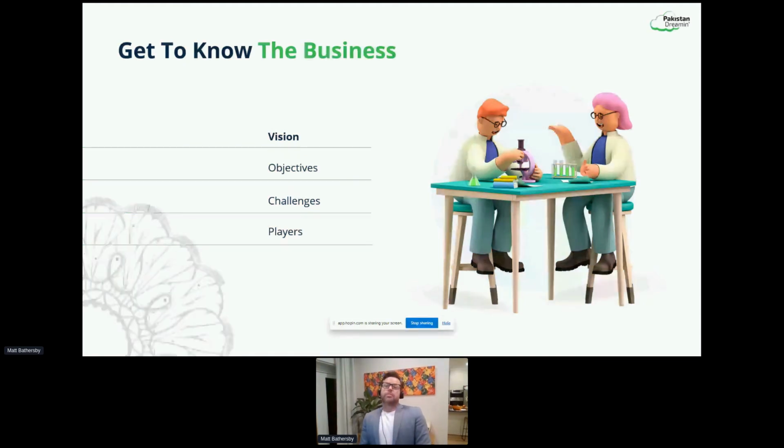Next is the objectives. What are the objectives of the business? So we know where we're going, but why? What are we trying to achieve? What are the outcomes that we want? What is it exactly that the business doesn't have now that they want to have in the future?